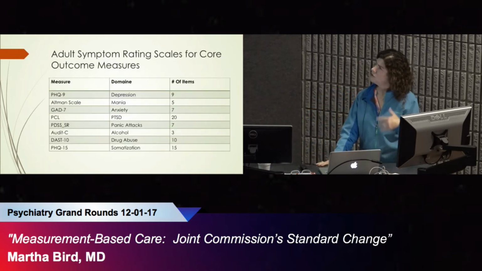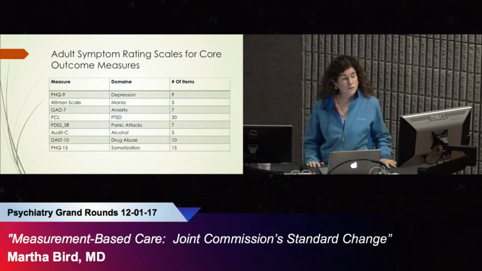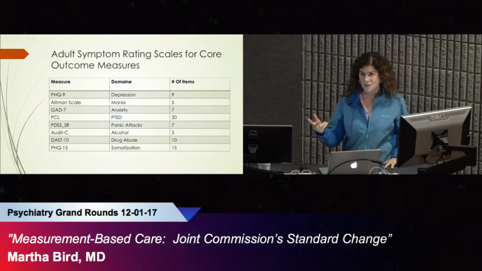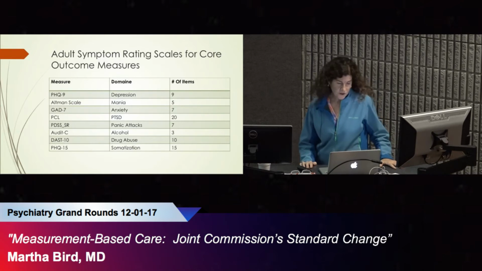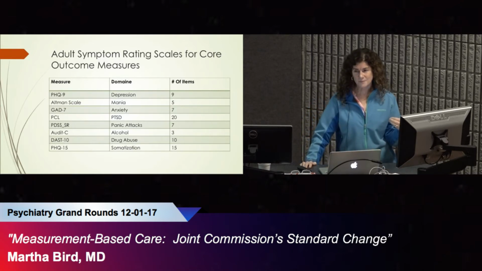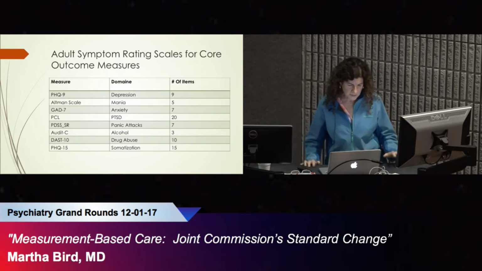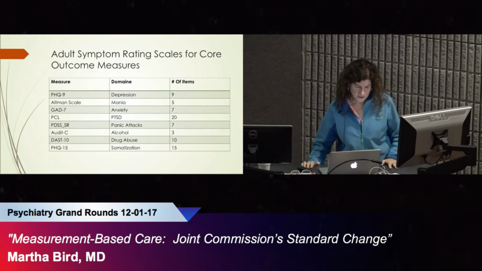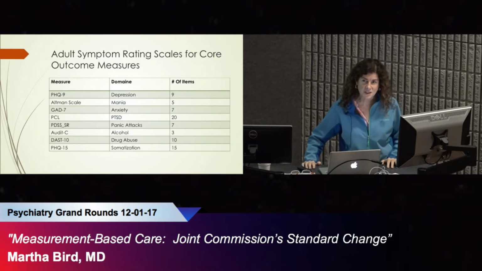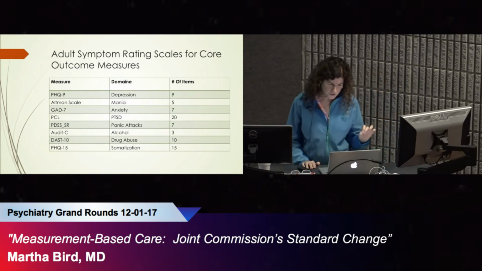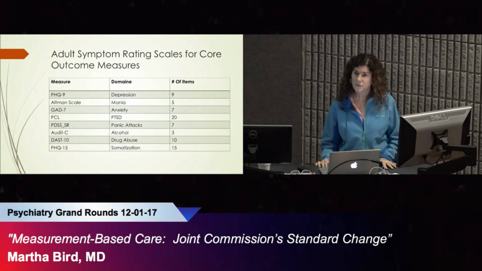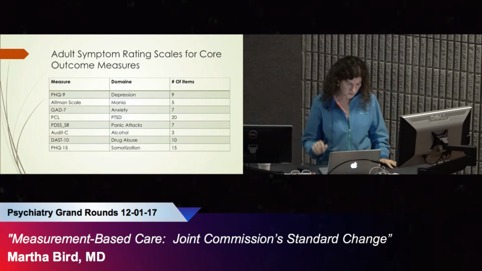So just to give you some examples of the kinds of screening tools that can be used, because some people here may know a lot about that and some may not know very much about it. So these are some adult symptom rating scales for core outcome measures. So the PHQ-9, probably everyone that's familiar with MEAC clinics knows about this instrument. It is our go-to. It's the Patient Health Questionnaire, 9 items. It's a depression screener, but can also be used to monitor severity and progress over time.